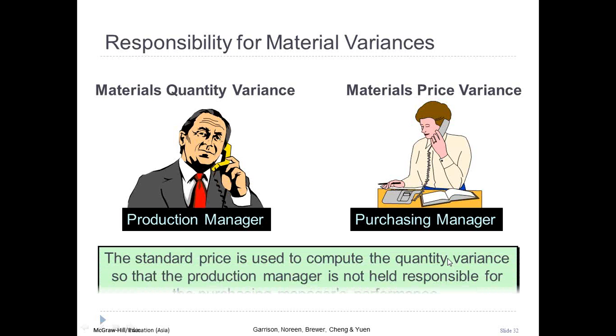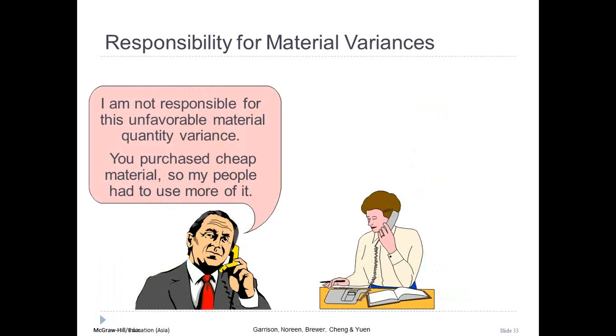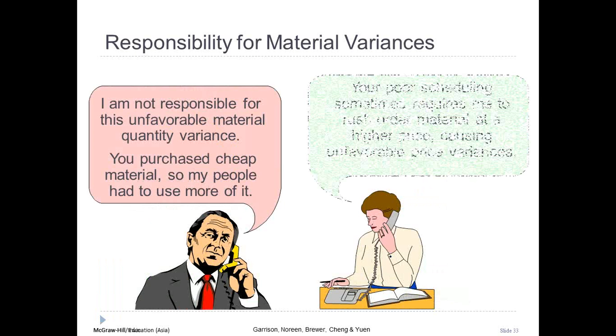The purchasing manager and production manager are usually held responsible for the materials price variance and materials quantity variance respectively. The standard price is used to compute the quantity variance so that the production manager is not held responsible for the performance of the purchasing manager. The materials variance is not always entirely controllable by one person or department.